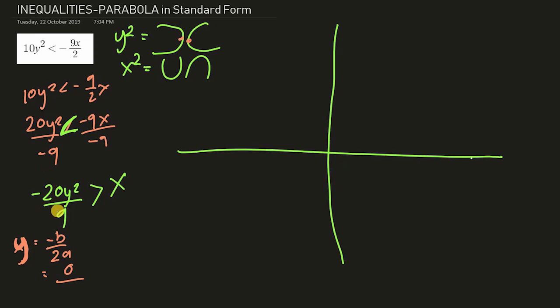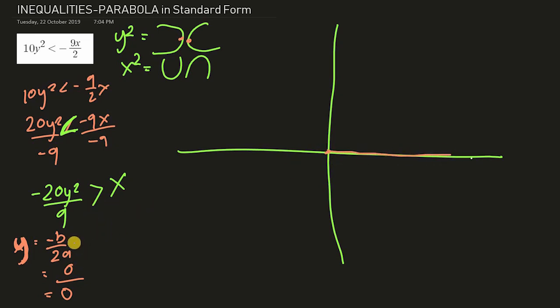The value of our a is this number. But remember, 0 divided by any number is equal to 0. So, basically, y is 0. Okay. So, we know that our axis of symmetry is 0. Andito yan.